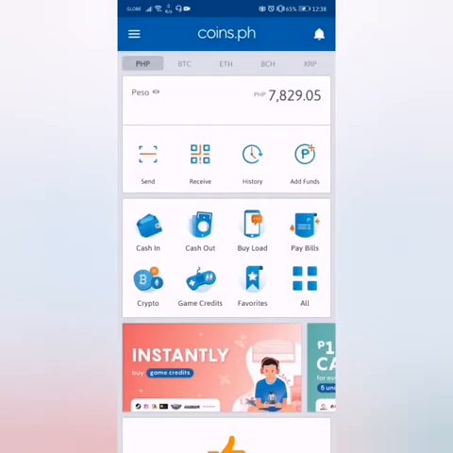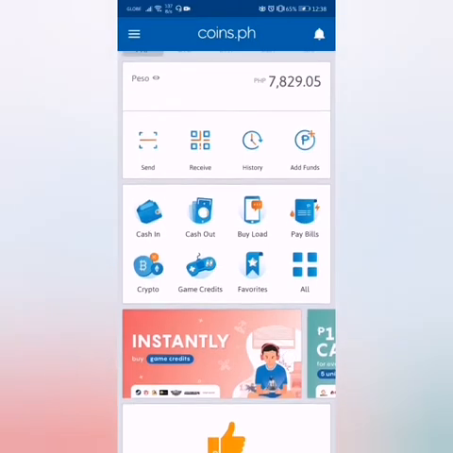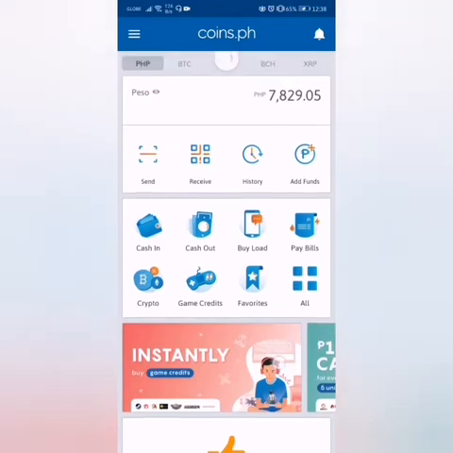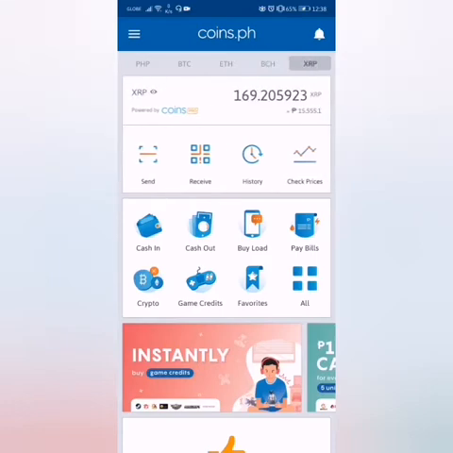Now this app is very simple and easy to use. This is what I recommend for beginners or for those who are just starting out with trading and all that. So this is similar to Gcash. You can cash in, cash out, buy load, pay your bills, pay your credit card bills, pay your electrical bills and whatnot. And then the only difference is that you can buy cryptocurrencies as well in this app. So it only has 4 cryptocurrencies at the moment. So it has Bitcoin, Ethereum, Bitcoin Cash, BCH, and XRP or Ripple.